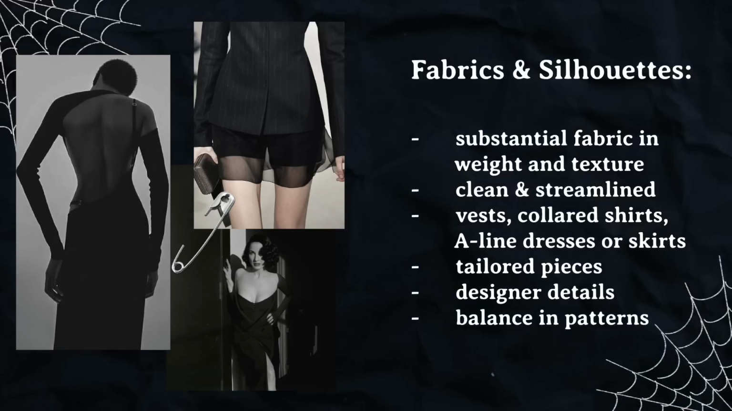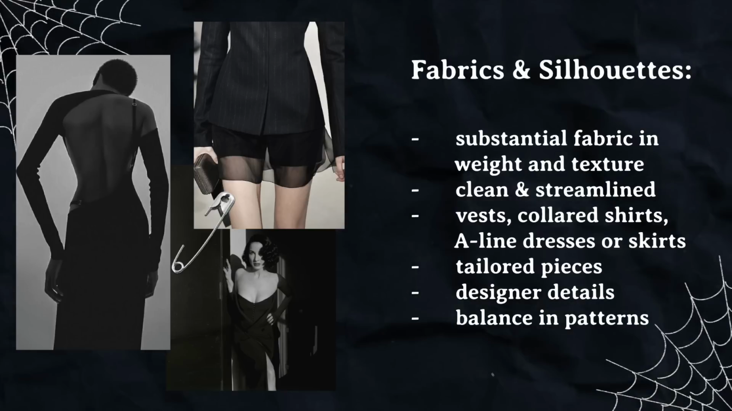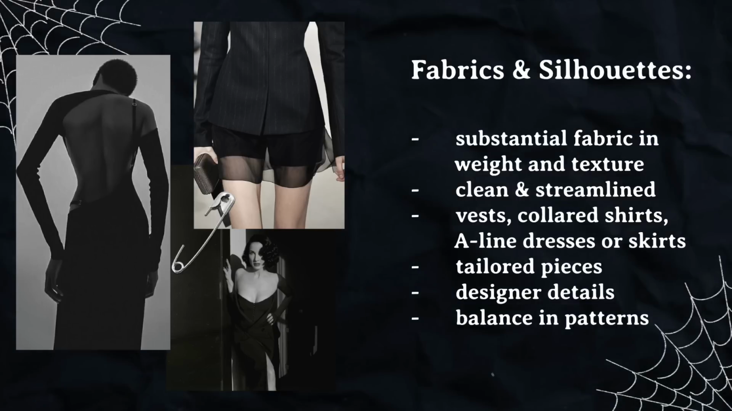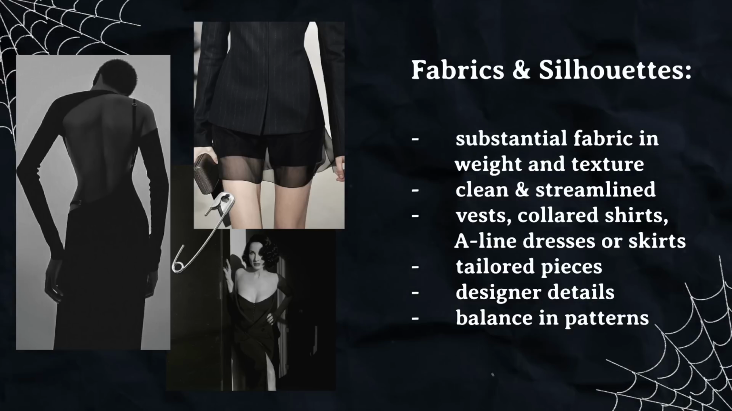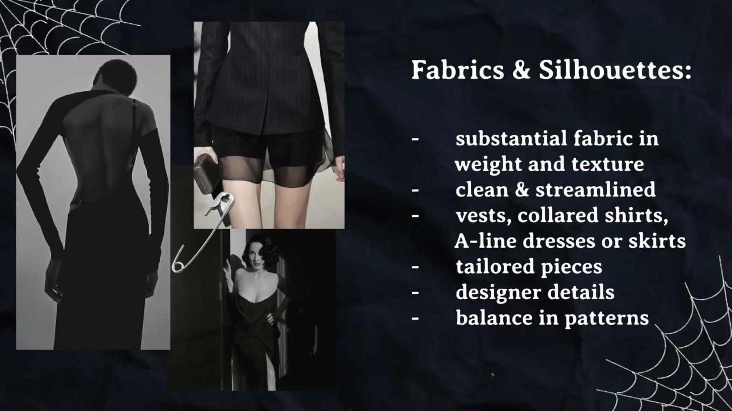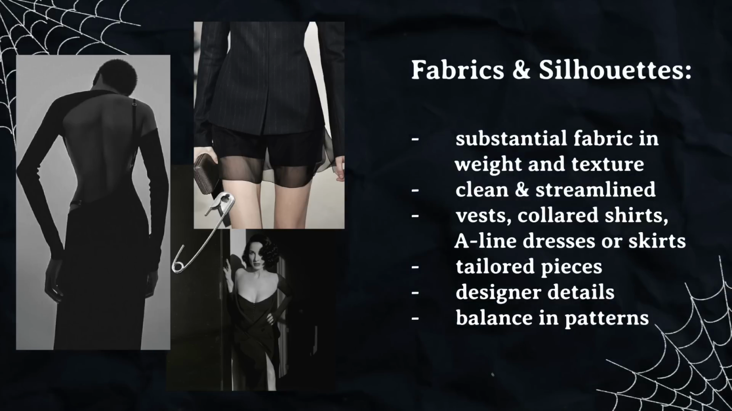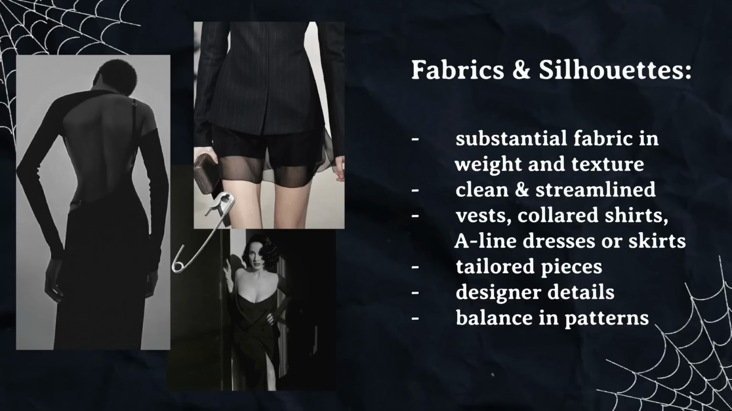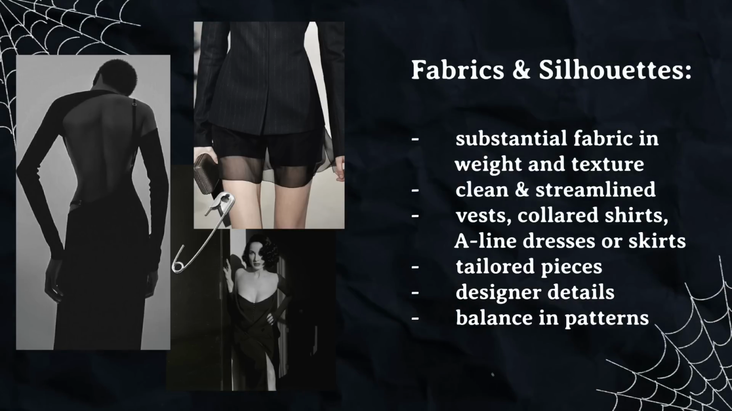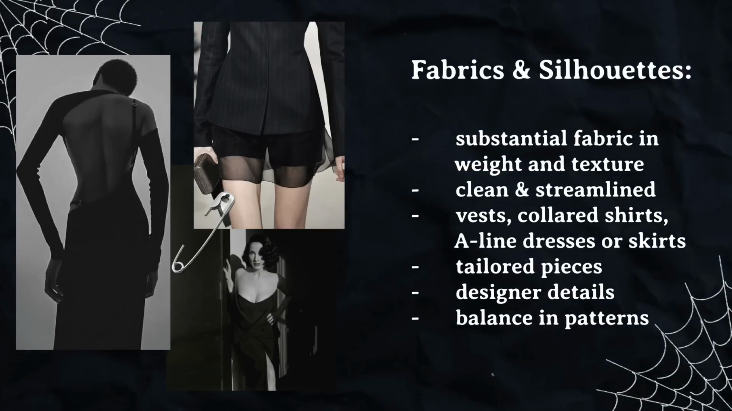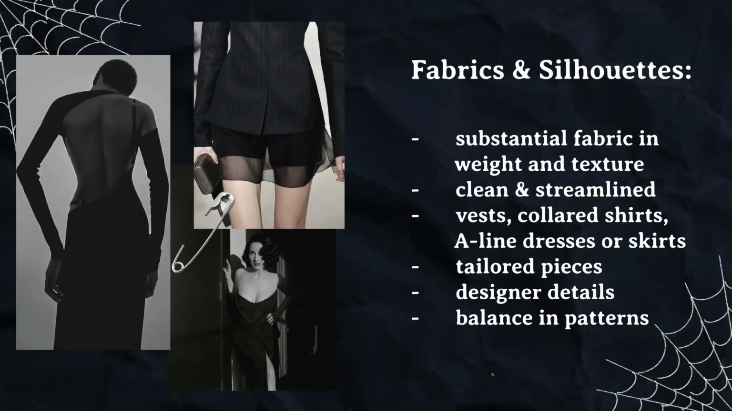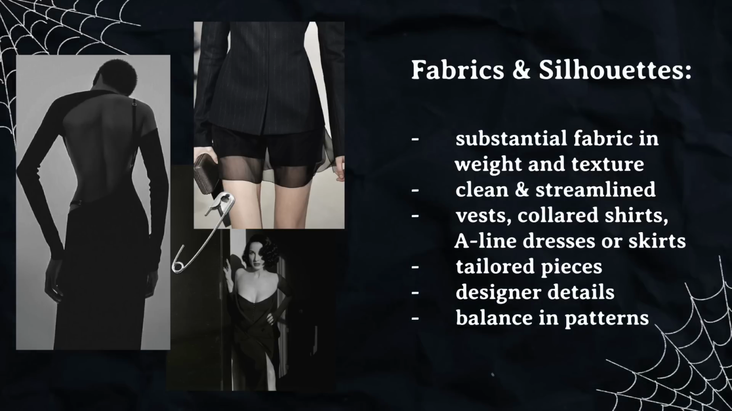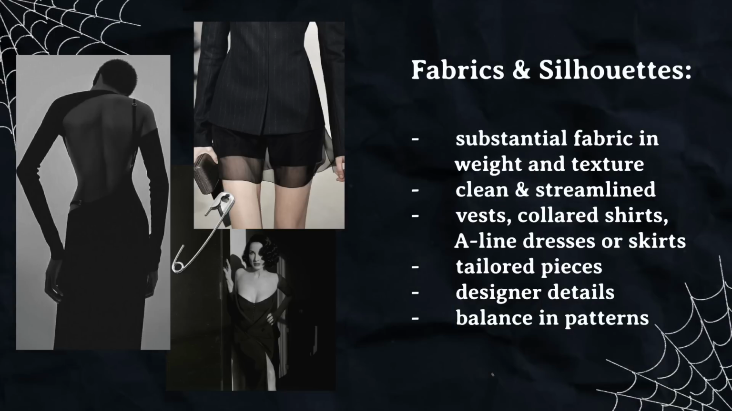So think of a substantial fabric in weight and texture. So traditional suiting isn't too heavy in fabric or too malleable. Again, substantial. The garment or entire ensemble feels clean and streamlined. So a lot of vests, collared shirts, A-line dresses, skirts, pleated skirts, tailored pieces. And the way I want to break the stereotype of a classic essence not being as exciting as the others, they glow in these designer details.